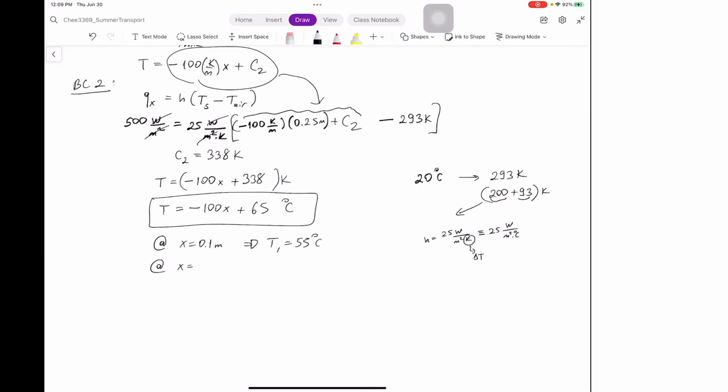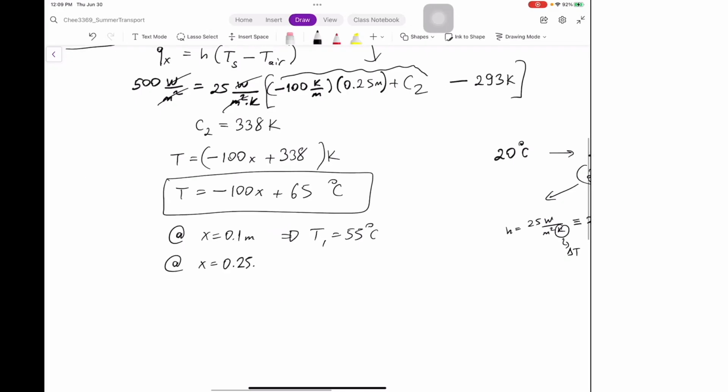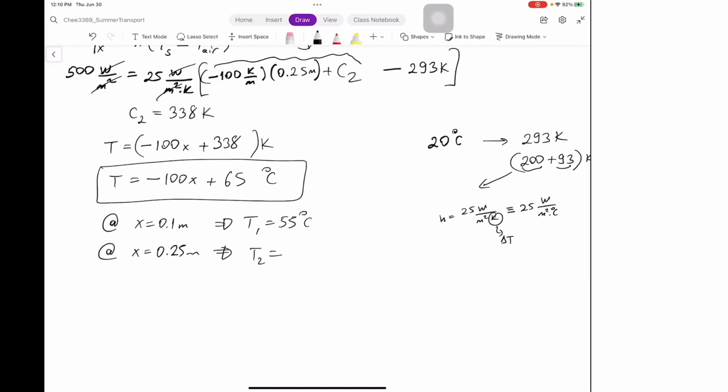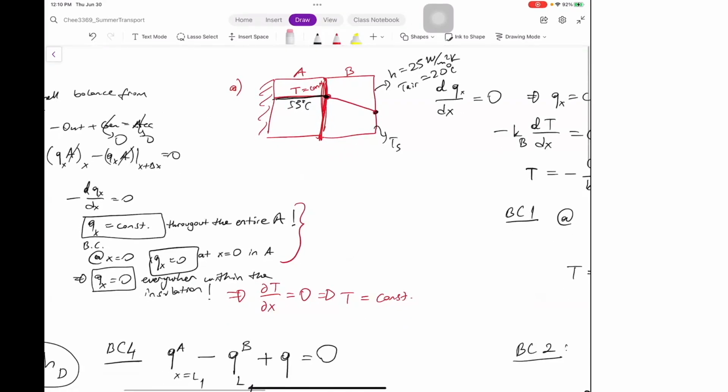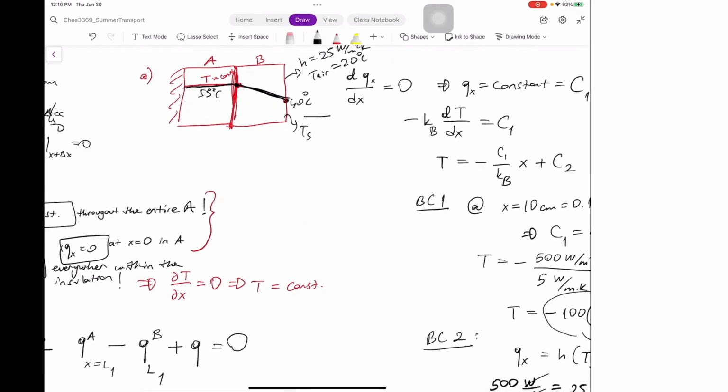So for this, you get 0.25 meter. T2 is equal to, you get 25, subtract from 65, you get 40. Correct? 40 degrees. So it's a linear line because I know that it's like ax plus b. And then here, this is 20 degrees centigrade. So it's going to be something like this. Okay, so that's the temperature profile. Any questions?